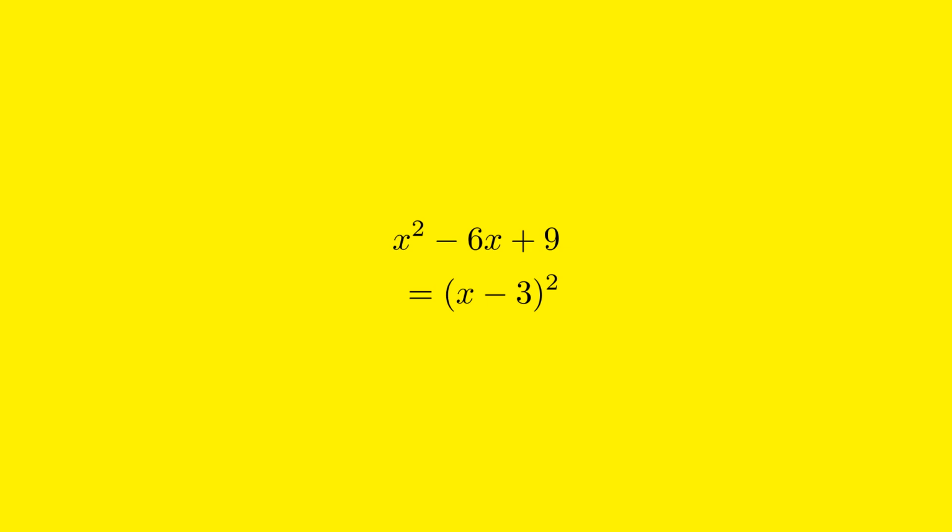Also, observe that the middle term, minus 6x, is twice the product of the square root of x squared, which is x, and the square root of 9, which is 3. This indicates that the quadratic expression can be factored as a binomial squared. Specifically, x squared minus 6x plus 9 is equal to the quantity x minus 3 squared.